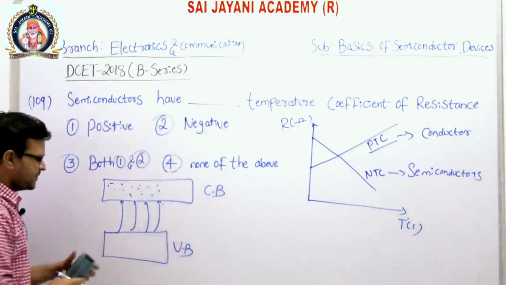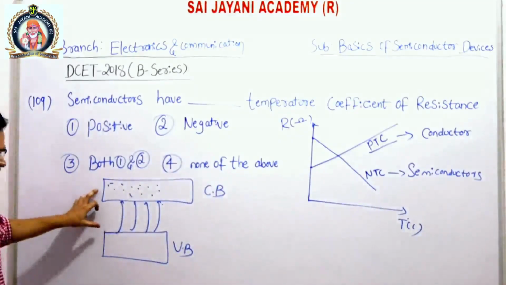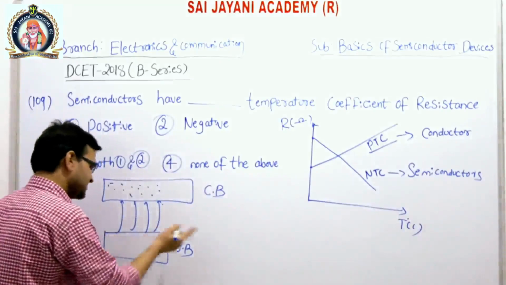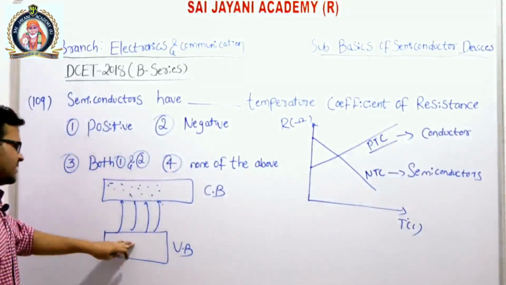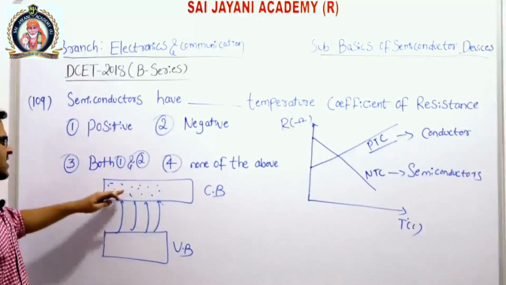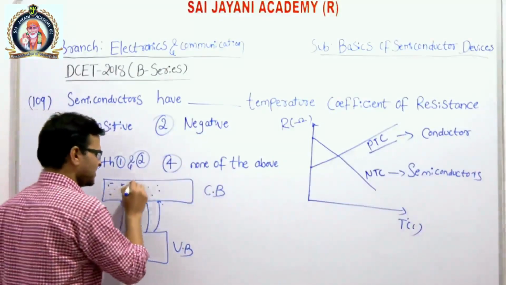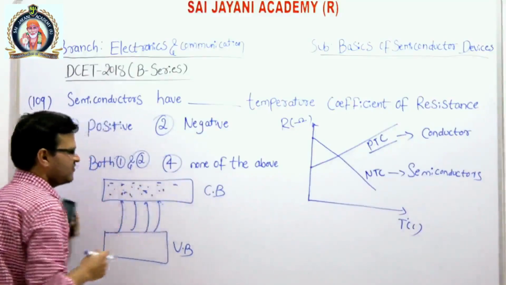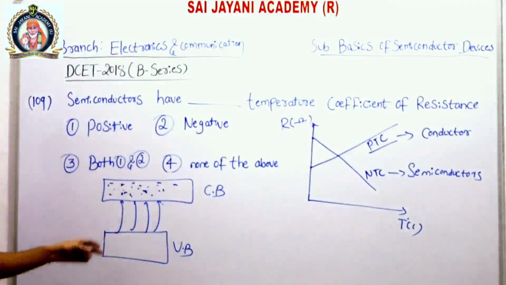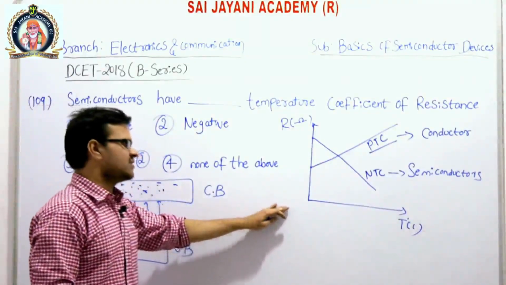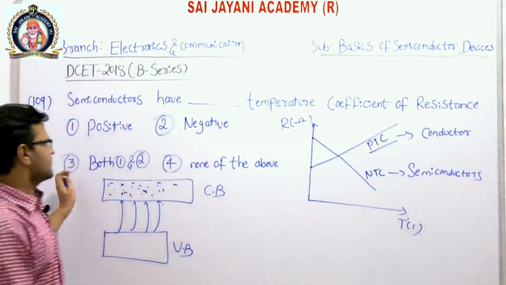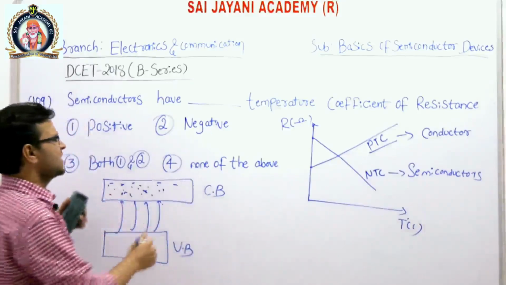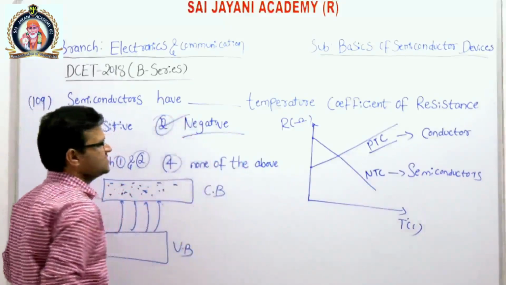if we consider a valence band and conduction band, and we increase the temperature, then the covalent bonds break and electrons jump from the valence band to the conduction band. Then in the conduction band, the number of free electrons becomes more and it leads to more current. That means the resistance decreases. So from the options, the second one is the right option, that is negative.